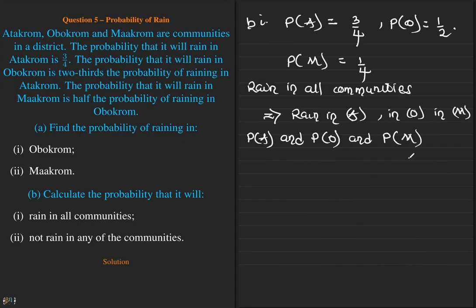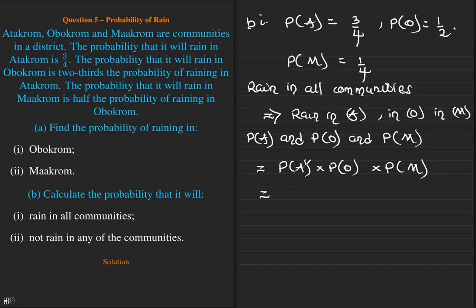So remember when we started, I gave the formula that is going to be what? Probability of it raining in Atakrom times the probability of it raining in Obokrom, then times the probability of it raining in Maakrom. Now, since we know all of these values, let's just do a substitution. So we have a 3 over 4 times 1 over 2, and then times the 1 over 4. There's nothing to actually cancel out.